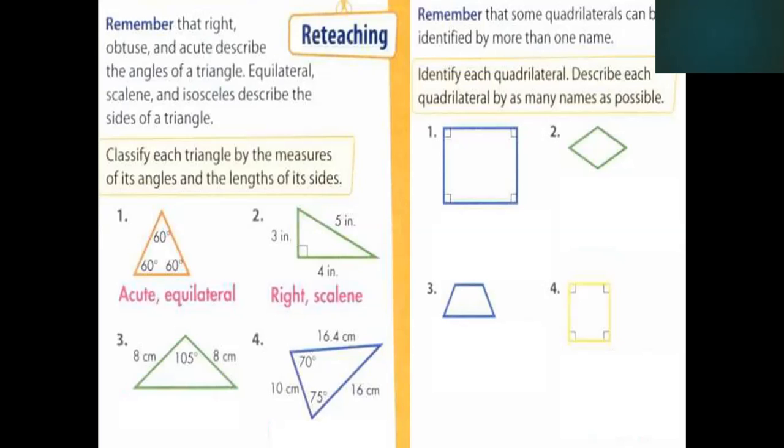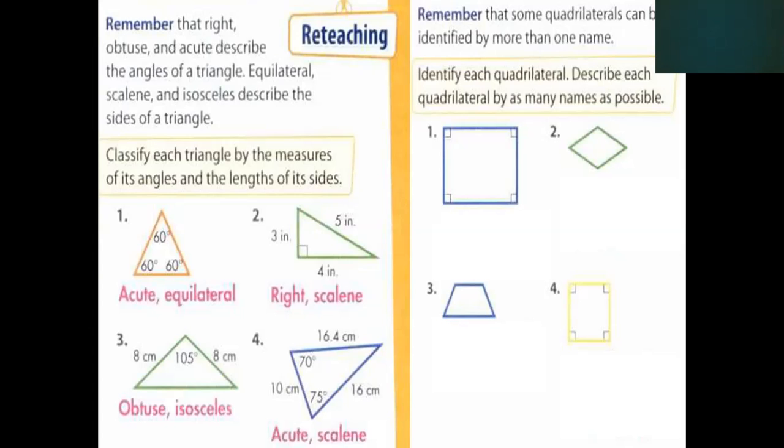And here no triangle has more than one obtuse angle. Any triangle has at least one acute angle, but we can find a triangle that has 3 acute angles. Okay, so this triangle is obtuse and isosceles. Number 4, I have 70 and 75, so all of them are acute angles. And the 3 sides are different, so it's also called scalene. So here is an acute and scalene triangle.